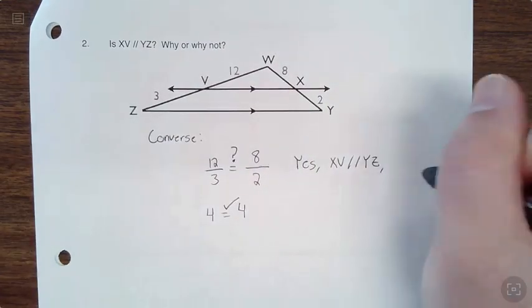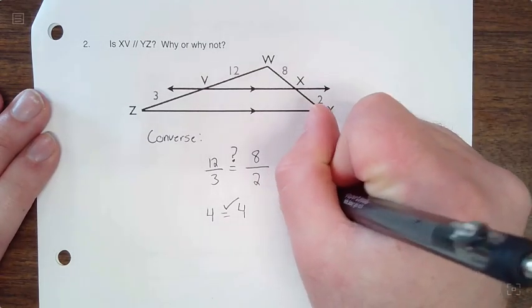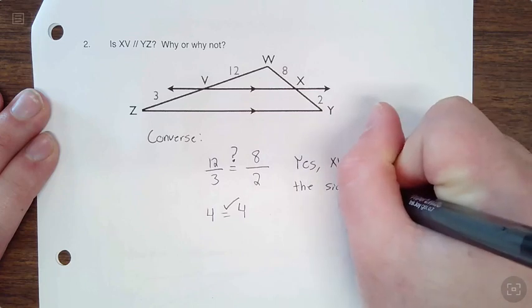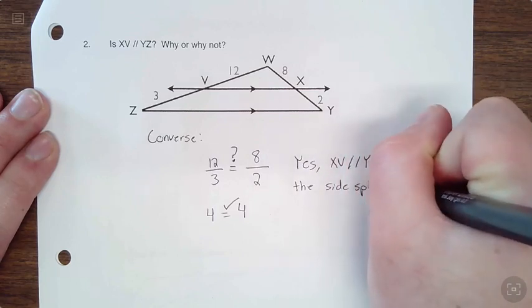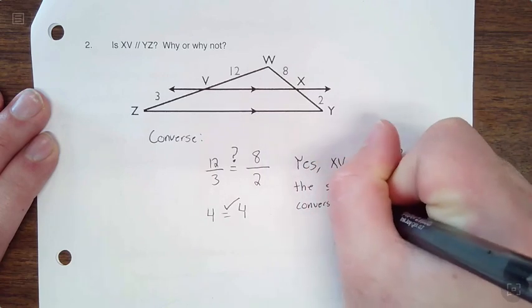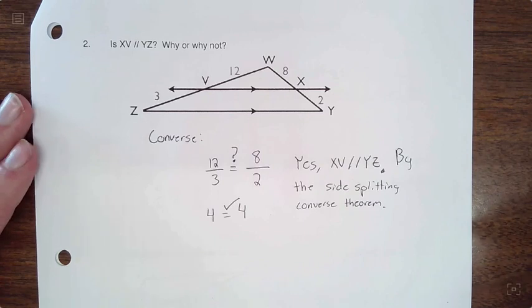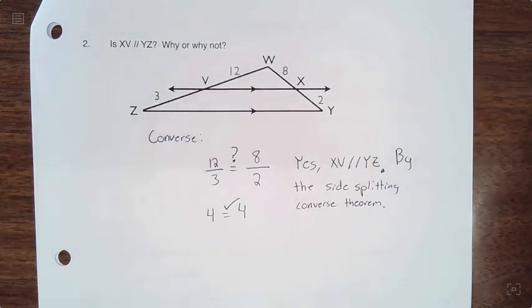And the reason I know that is by the side splitting converse theorem. Okay, and it's by the converse because I am going the other direction. Okay, I'm not starting with my triangle trying to find missing pieces using the proportion. I am using the proportion to show that I have those parallel parts.